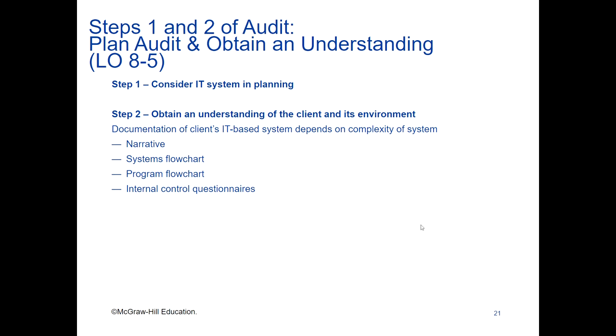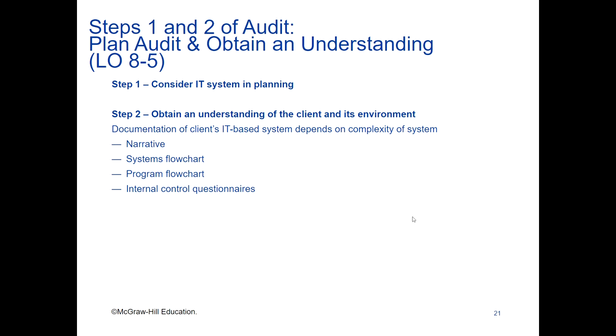Obtaining an understanding, we're going to be looking at documentation of the IT system. So there's going to be narratives involved in all the processes that are used to enter transactions and process transactions. We can look at systems flowcharts, which just kind of show how transactions flow throughout the system from one department to another. Is it a centralized IT structure, or if it's a smaller firm, for example, are there local servers or local desktops that are being used to process transactions? The systems flowchart helps us to get a sense of that.